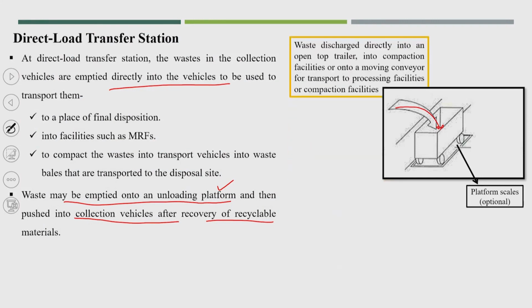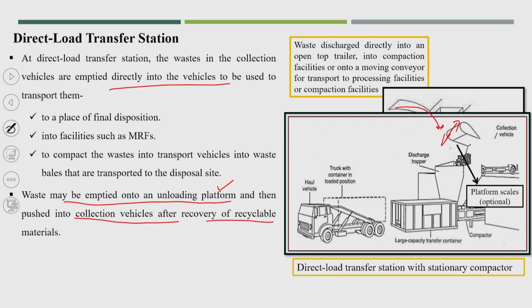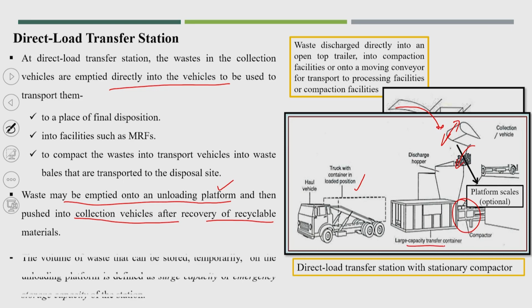So, waste is discharged directly into an open top trailer or into a compaction facility. So, this could have one compaction facility. Here you can see the truck from which waste is getting collected and unloaded, and here one compaction facility could also be possible, and this is the large container transfer station. This will get hauled to the disposal site or recycling facility.